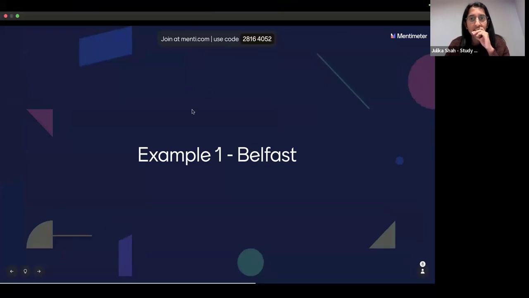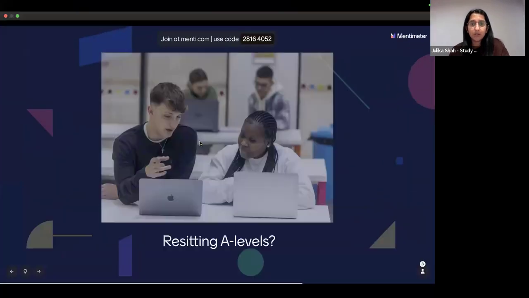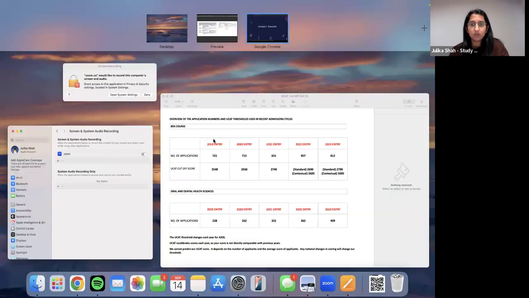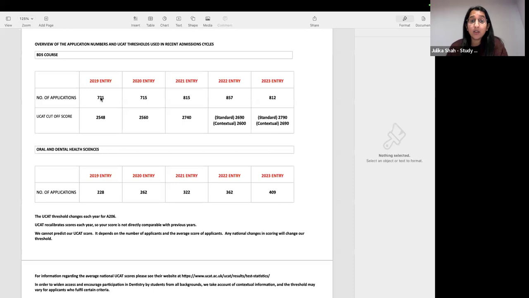Okay, so that was the first example. The second example I'm going to use is Newcastle. If I flick to my next page, this is the Newcastle entry information. They're quite honest with the information they've given you. It talks about, from 2019 to 2023, how many applications they got and what the UCAT cutoff score was.